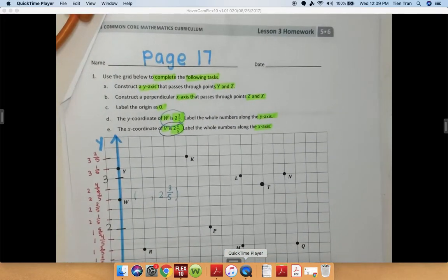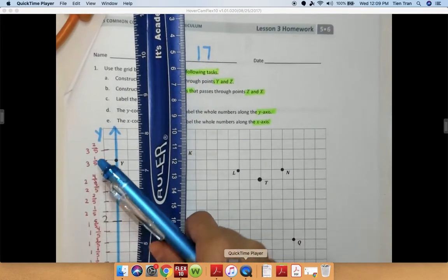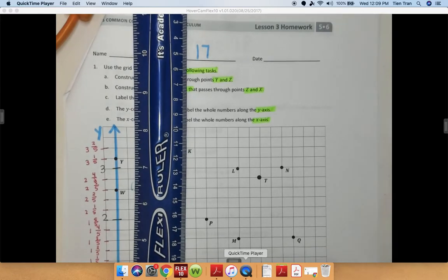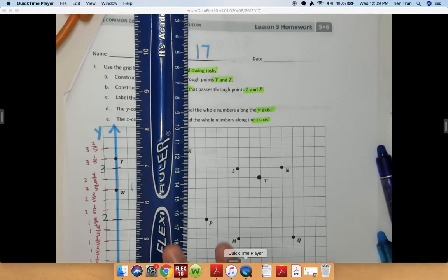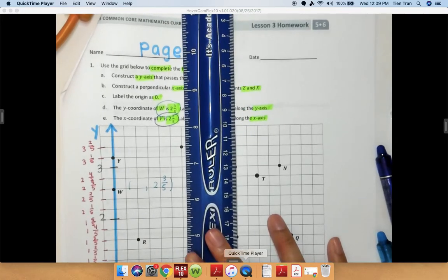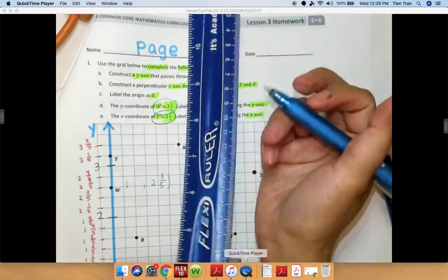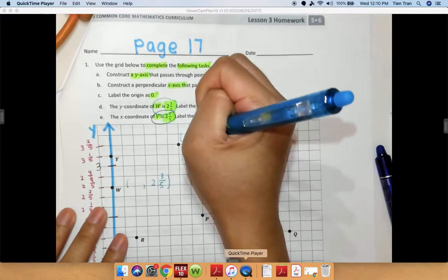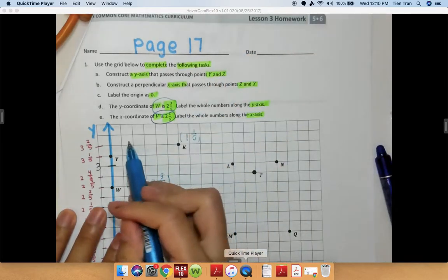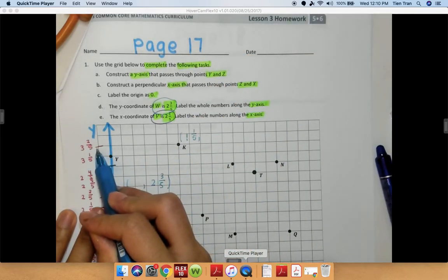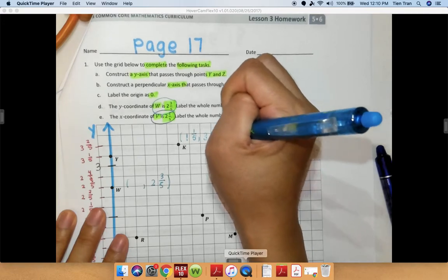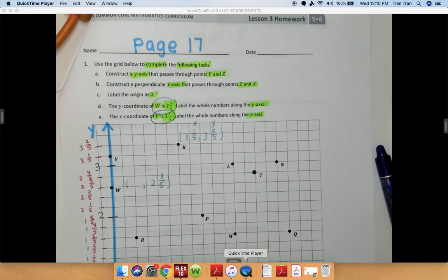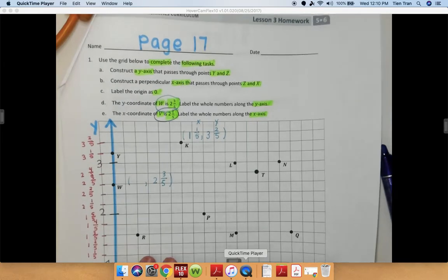So I'm going to use my ruler, and I'm looking at the x-coordinate 1 and 1 fifth. So I'm going to move over, and I have 1 and 1 fifth right here. And the only one I have is right here. This is K. So I'm going to write down 1 and 1 fifth. And it looks like the y-coordinate is 3 and 2/5. So this is my x and this is my y. Okay? Now I'm going to move on to the next question.